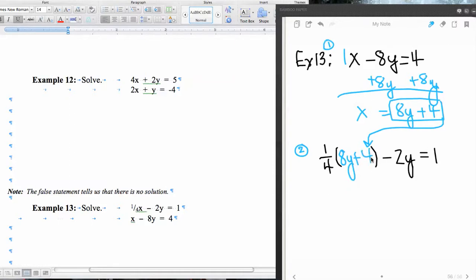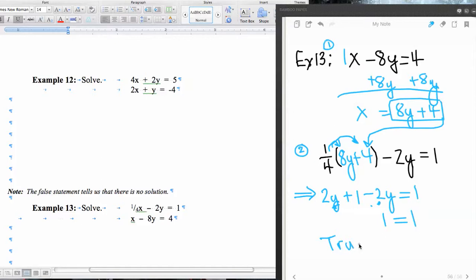I put that value, 8y plus 4, in there for the x, and then we're going to distribute. Multiplication by 1/4 is actually division by 4, right? So this says 8 divided by 4, which is 2y, plus 4 divided by 4, which is 1, minus 2y, which is equal to 1. And as I said, funny business happens again, right? Because when we combine the like terms, 2y and negative 2y is 0. So what we end up with is 1 equals 1, which this time around is a true statement.